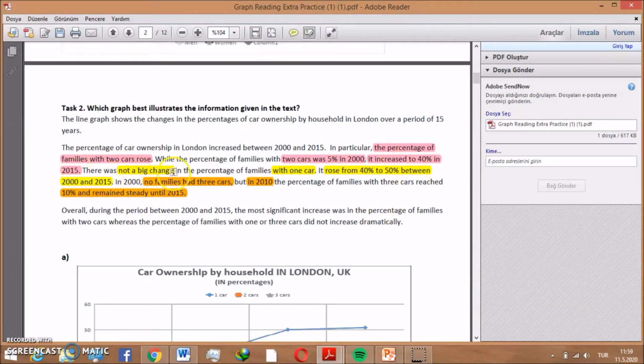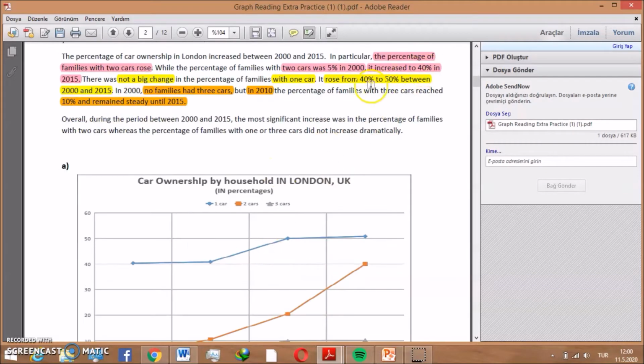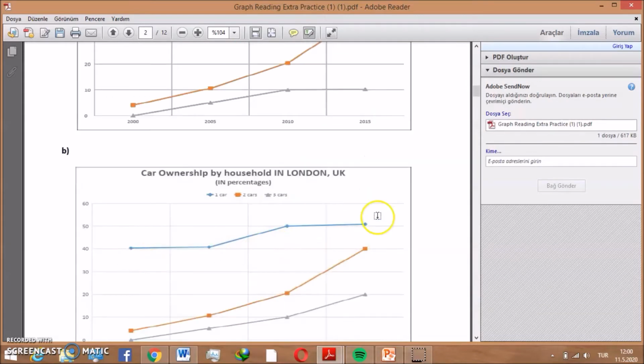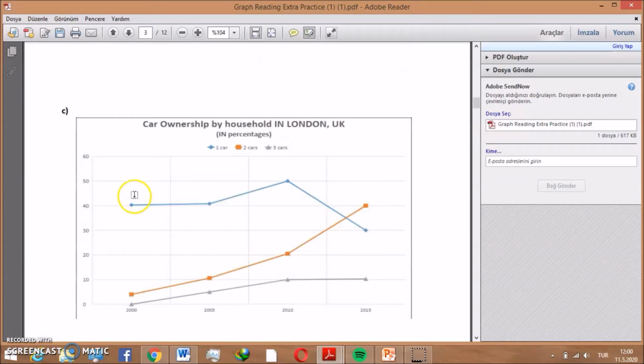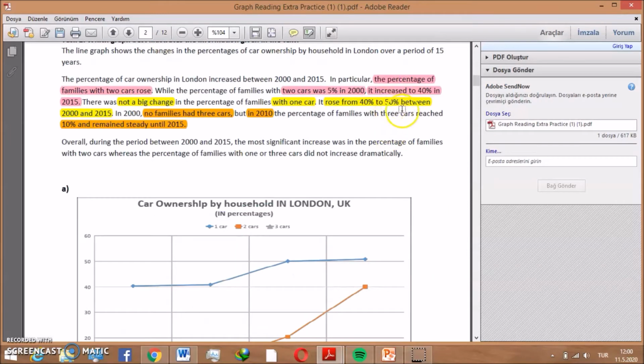There was not a big change in the percentage of families with 1 car. So now we need to check the blue lines. But it says not a big change. It rose from 40% to 50% between 2000 and 2015. So from 40 to 50. Let's check. 40, 50. Okay. 40, 50 and 40. But it is 30 here. It means our answer cannot be C. So now we need to check A and B only.